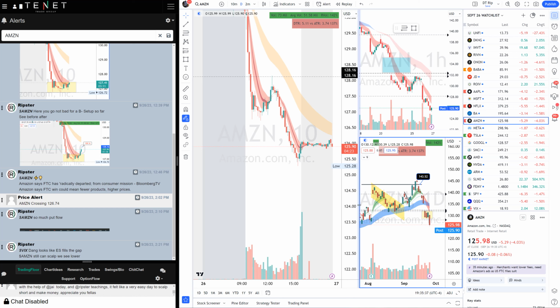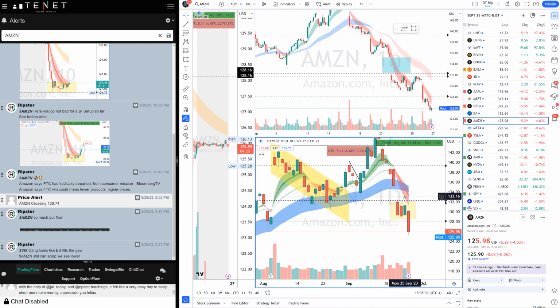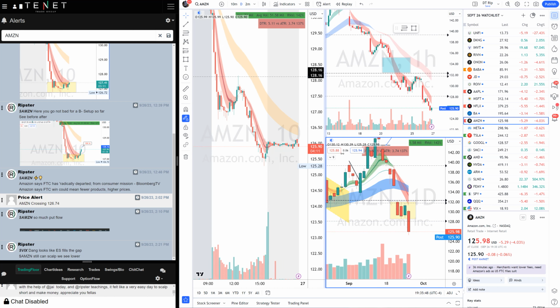We were talking about this consolidation yesterday. Rather than breaking to the upside, it broke to the downside, but it does the same thing, right? It does the same thing. You see this consolidation range, break down 130, take short, ride it all day.